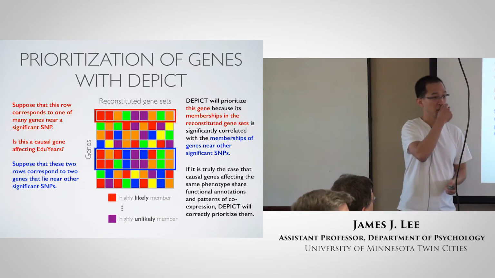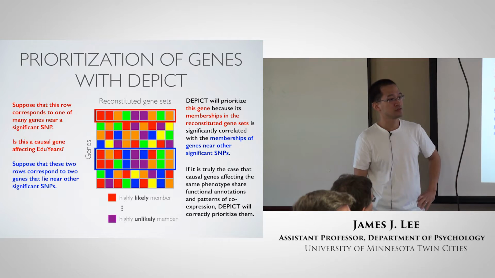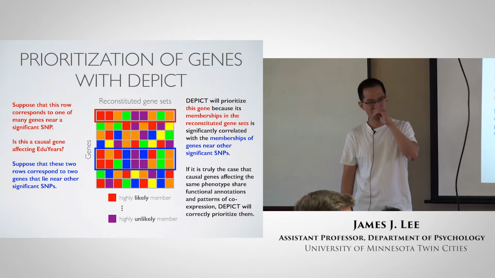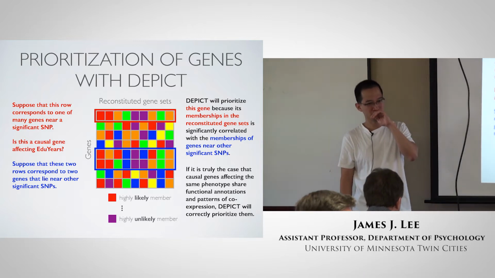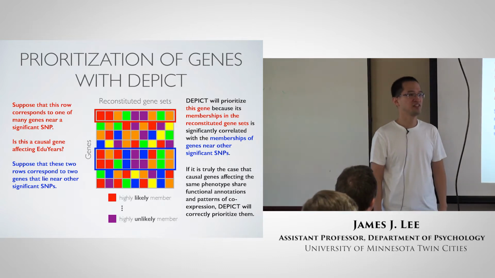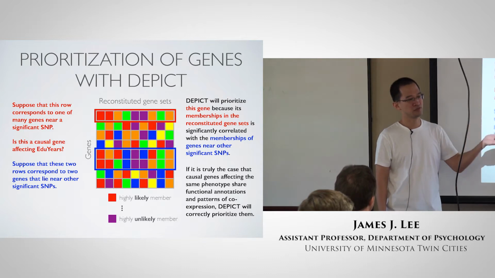Yeah, there's a question? I was wondering, in your opinion, how good is proximity of the gene to the SNP as a marker that the SNP is affecting that gene? It's actually pretty good. For example, I've looked at our latest years of education data, and there's definite correlation in that DEPICT tends to prefer the closest gene, but not always.